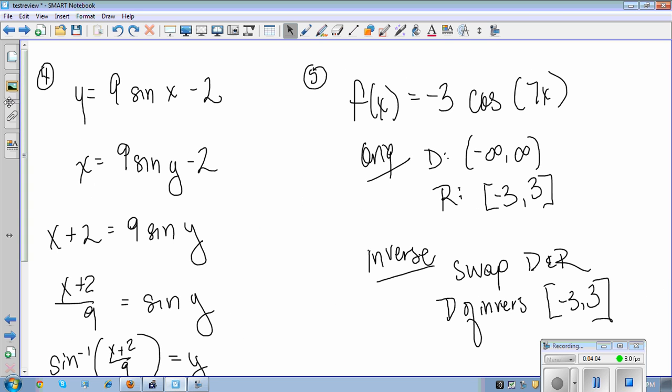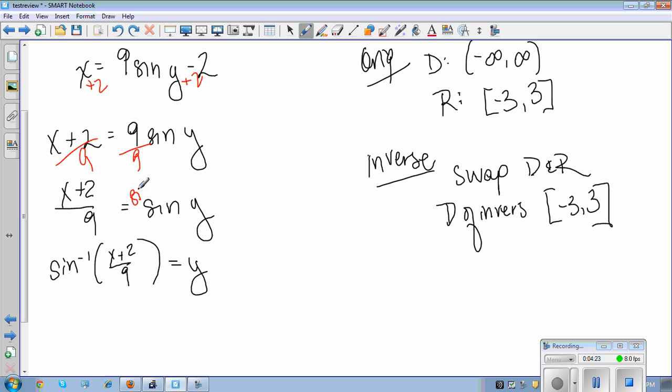Then the next quite few of them are much more straightforward. For number 4, we're looking for the inverse. When you want to find the inverse, you swap x and y. We're going to solve for y. So add the 2, divide by 9. We undo the sine by taking sine inverse. And so the inverse is sine inverse of x plus 2 all over 9. That's equal to y, and that's my inverse function.